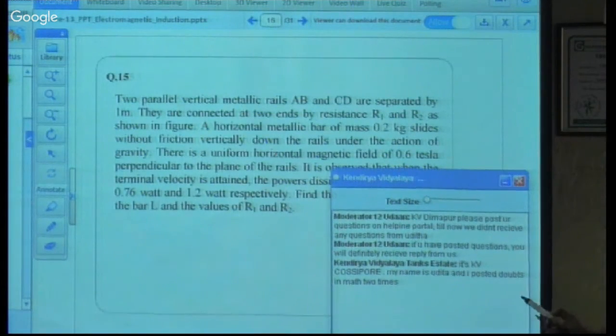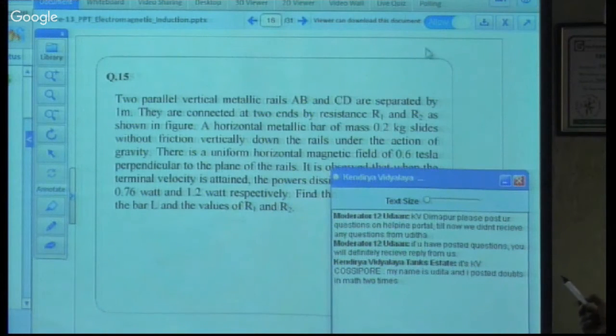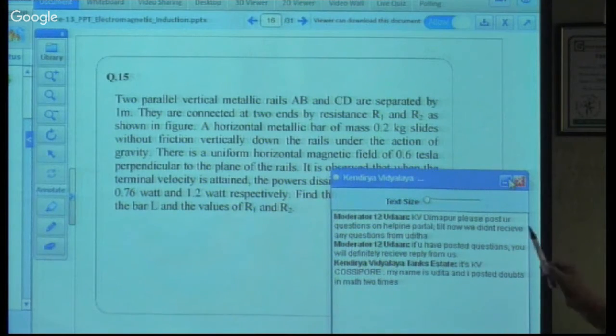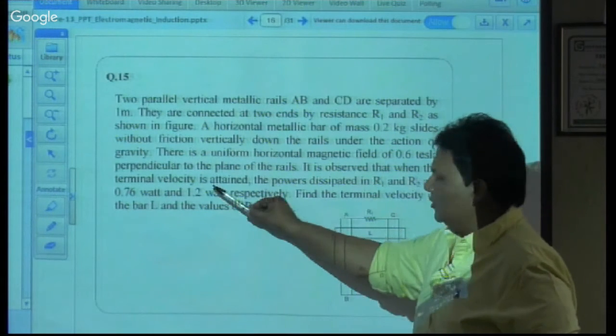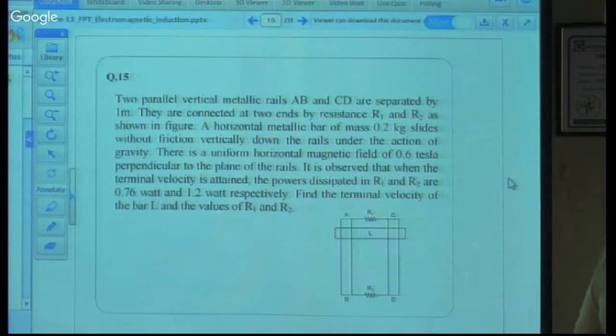इसको हटा दो, ठीक है। It is so that when the terminal velocity is attained, होने दो, terminal velocity means constant velocity. अच्छा, ये जो रिजल्ट मैंने निकाला है, ये किसके लिए निकाला है? When? Absolutely.